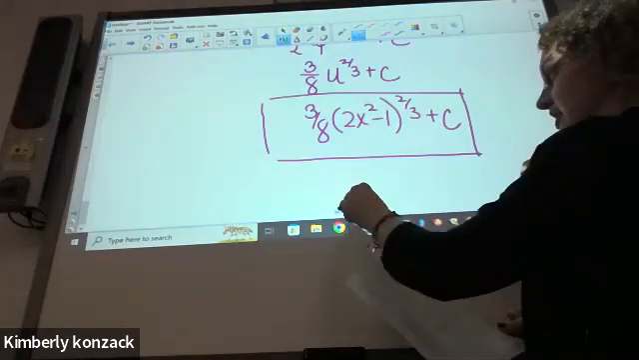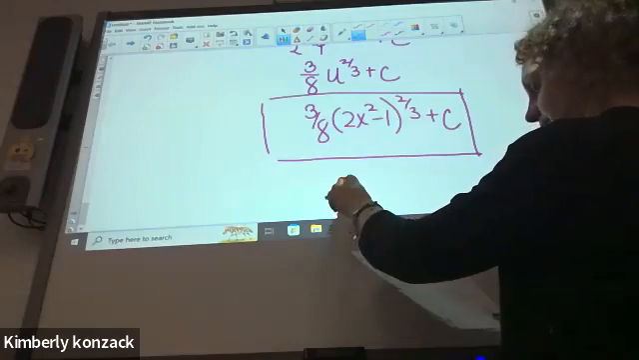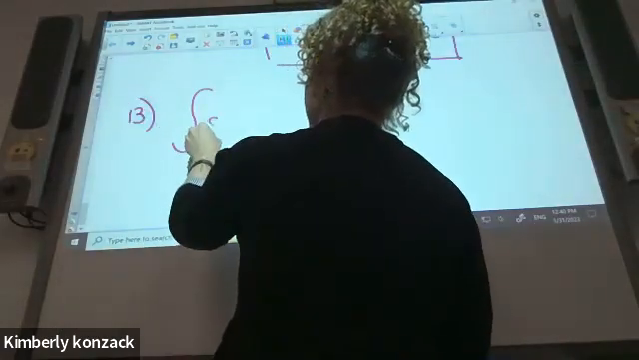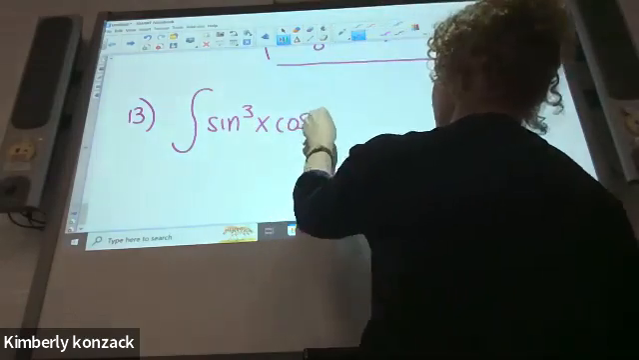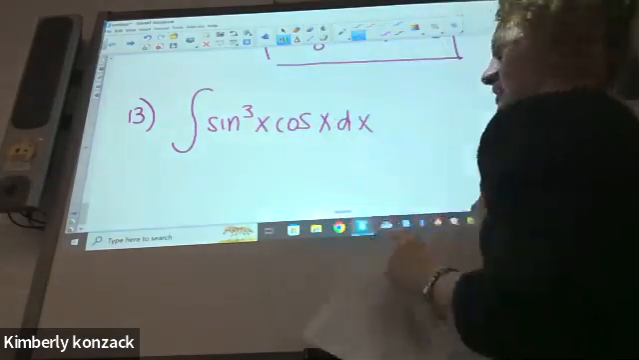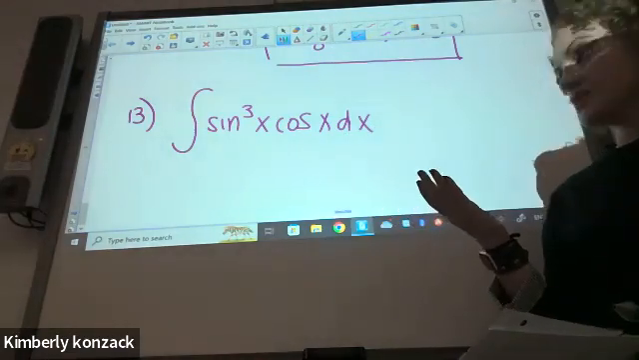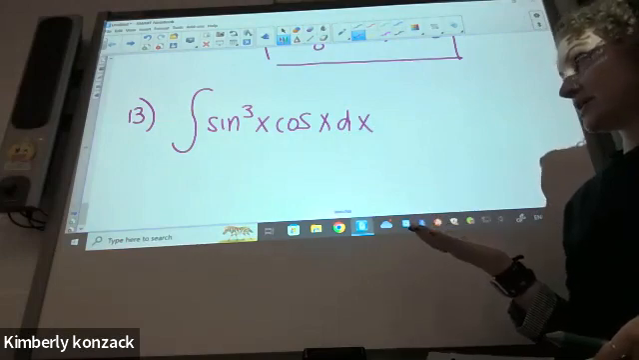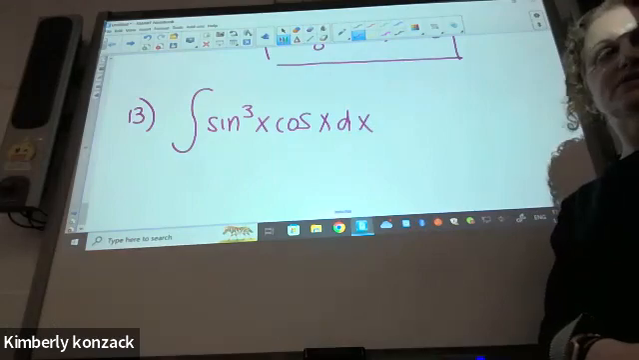Okay, so let's try number 13. Again, this is where it could possibly get confusing. Do I have the u be sine x? Do I have the u be cosine x? If you have the u be sine x, the derivative is cosine x.